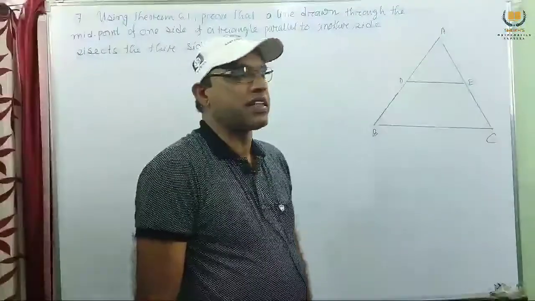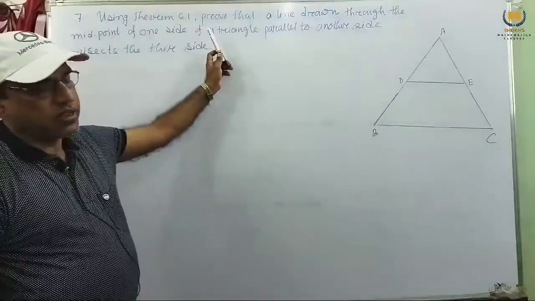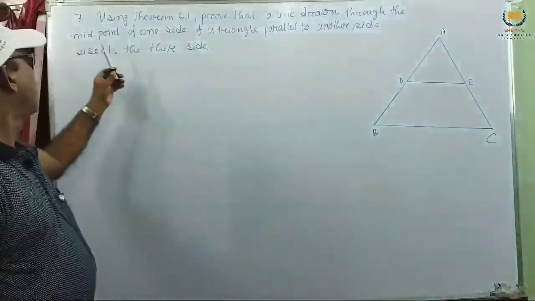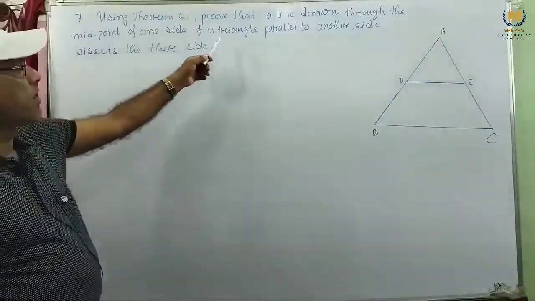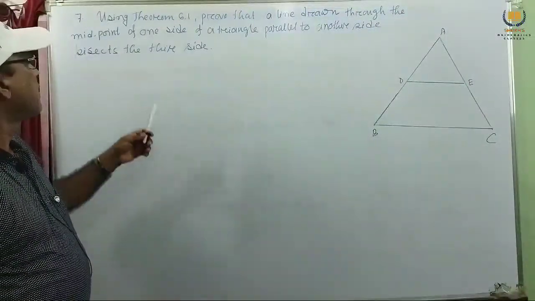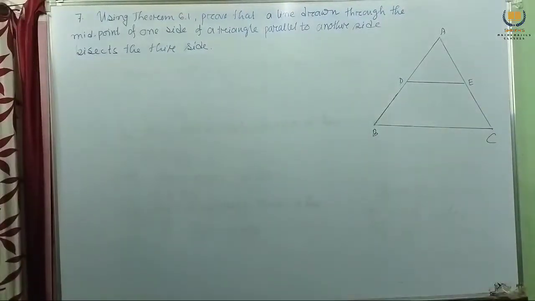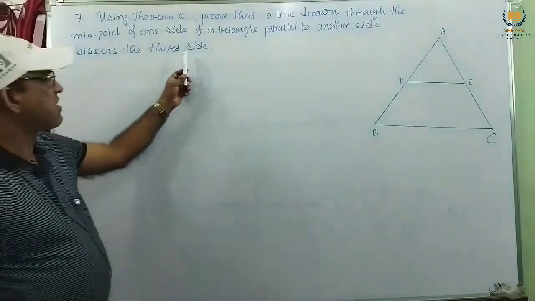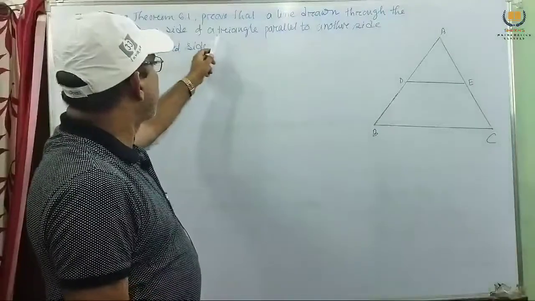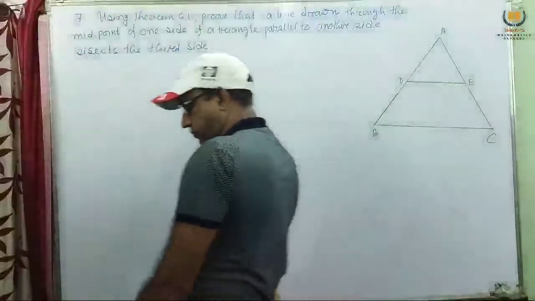Consider problem number 7, given using theorem 6.1. This is given in the example. Prove that a line drawn through the midpoint of one side of a triangle parallel to another side bisects the third side.